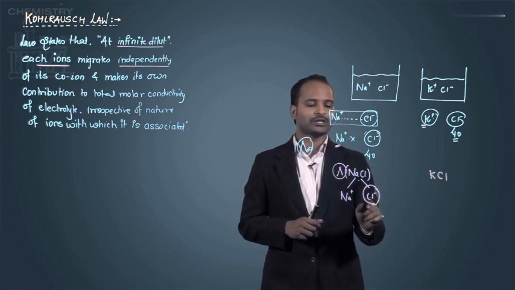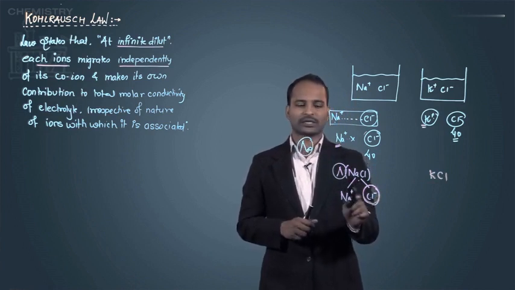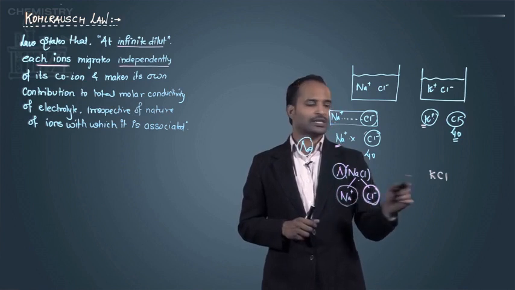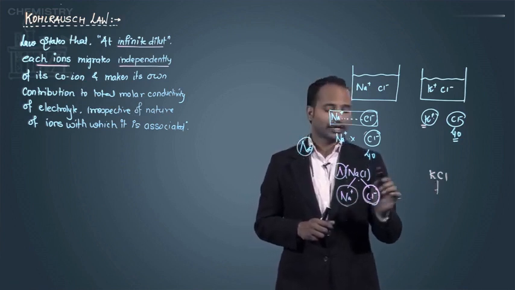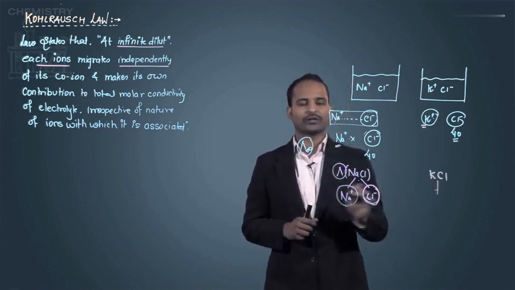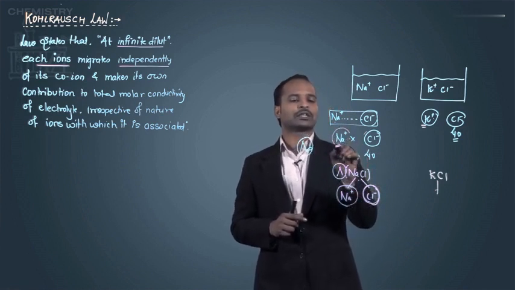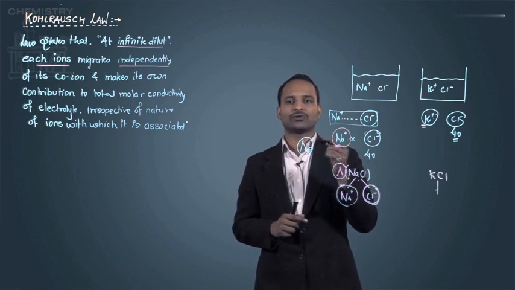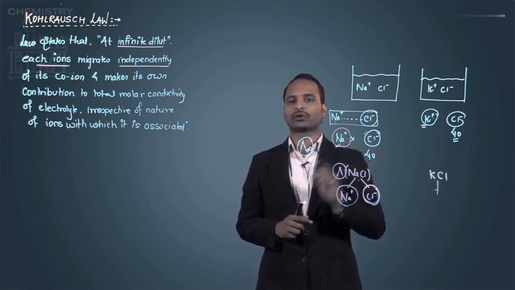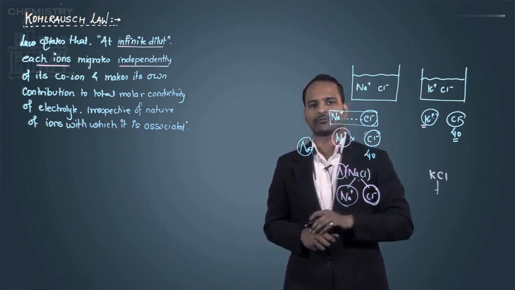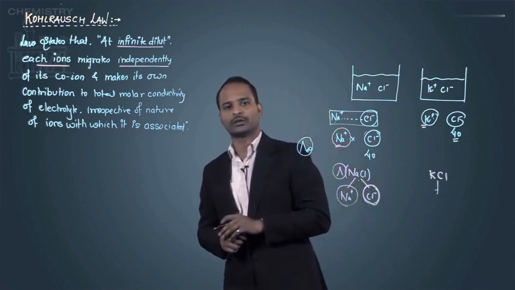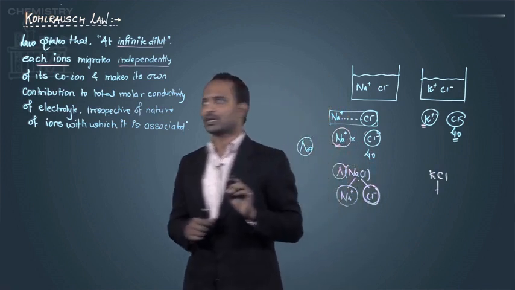It does not depend upon the presence of its coion, whether it is Na plus or K plus ions, the conductivity of Cl minus will be the same. Similarly, I can say for sodium, the conductivity of the sodium ion at infinite dilution will be the same whether it is associated with the chloride ion or with the fluoride ion. The conductivity will remain constant for the Na plus ions.